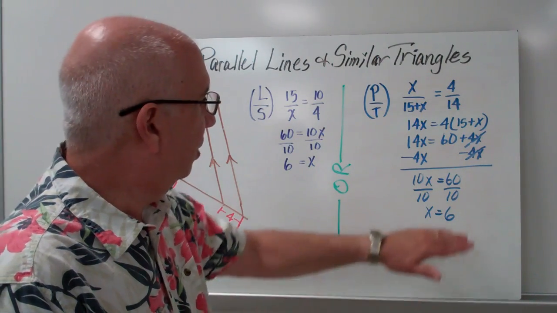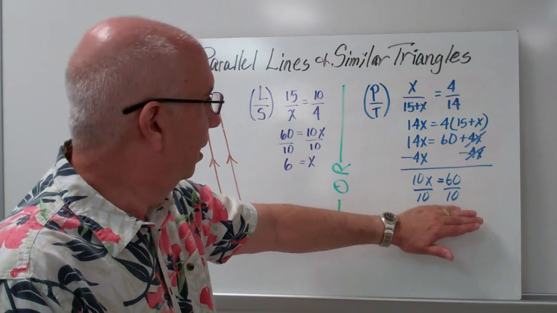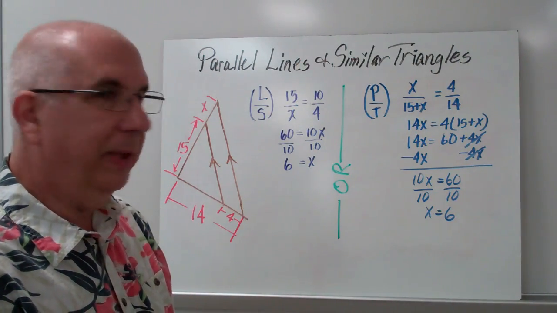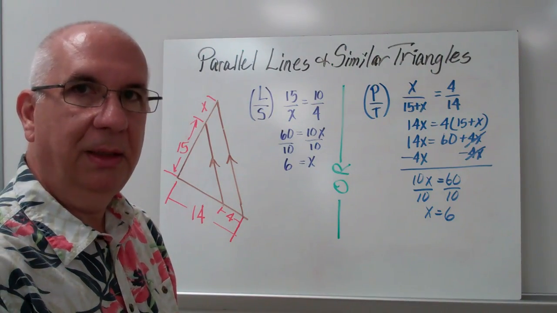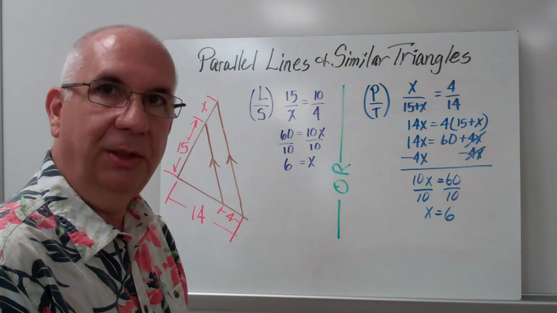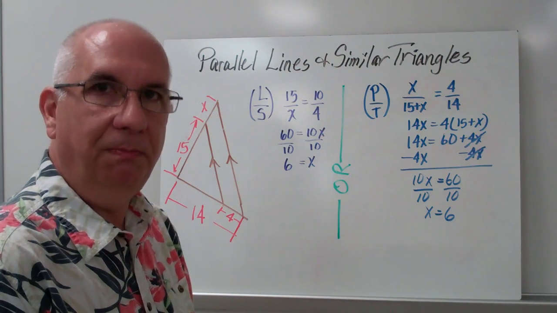To get the x, I have to do the opposite. Well, that's multiplication. The opposite is division. So we divide by 10, and we get x is equal to 6. It checks. We know that this is correct. Which way's the right way to do it? They both are. It doesn't matter which one you use. Both will work.